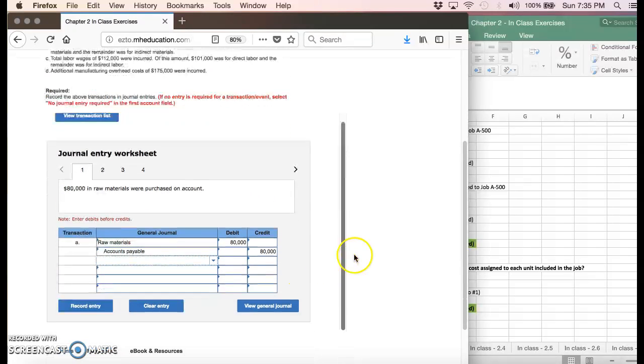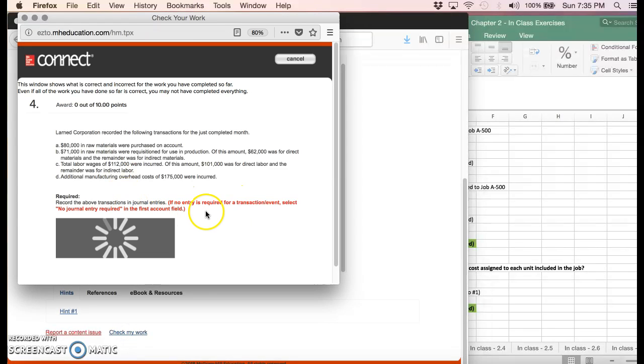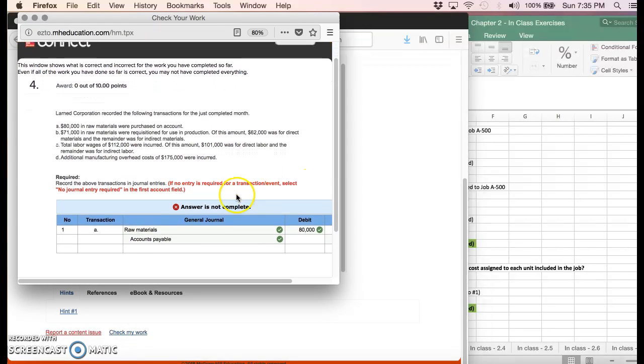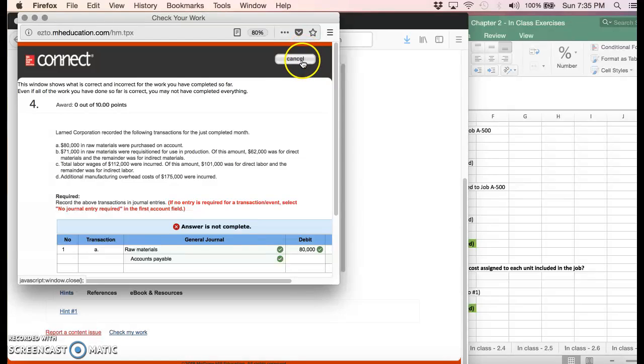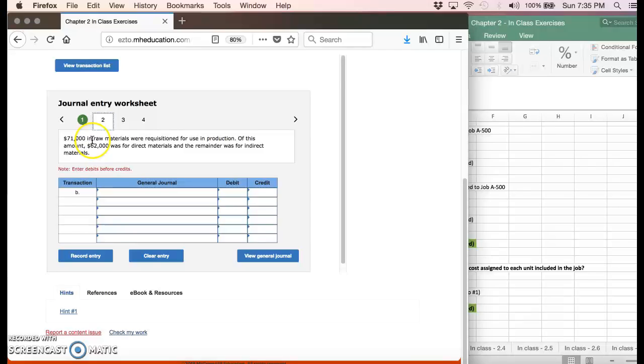Okay. Let's see if we can check our work here. It's not complete, but we got that portion right. So let's go to number 2. So it says 71,000 in raw materials were requisitioned for use in production. Of this amount, 62,000 was for direct materials and the remainder was for indirect materials.